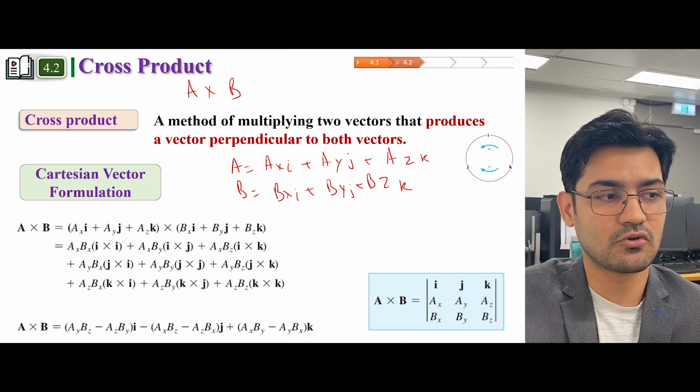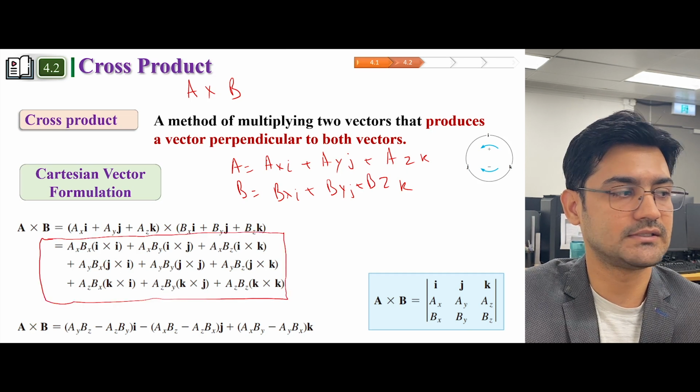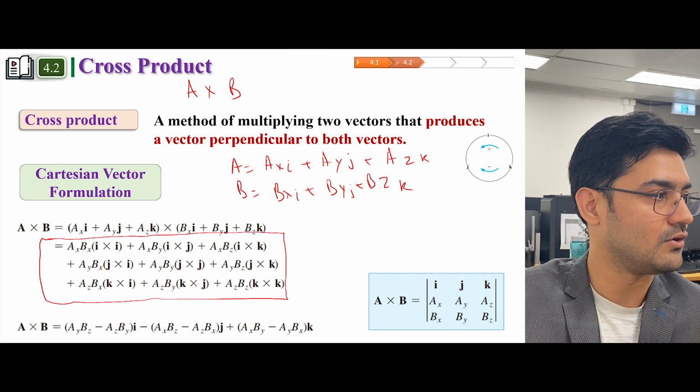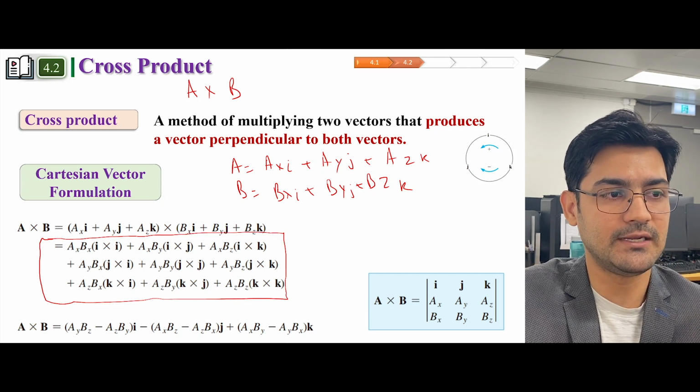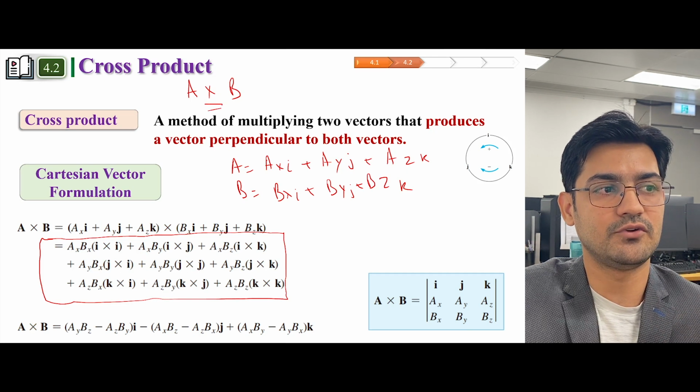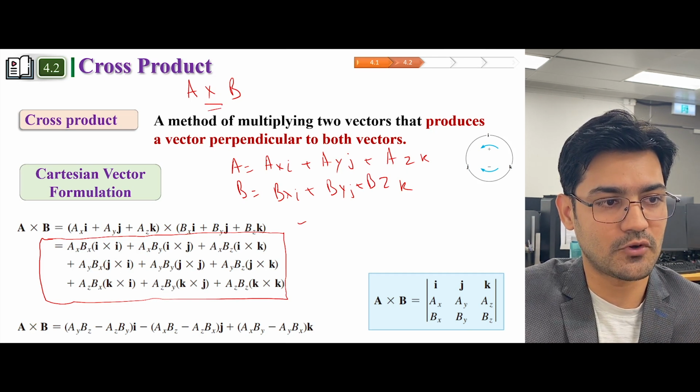So if we do the cross product, we will get this result. So let's discuss how we got this. Basically we have to do the cross product of two vectors.